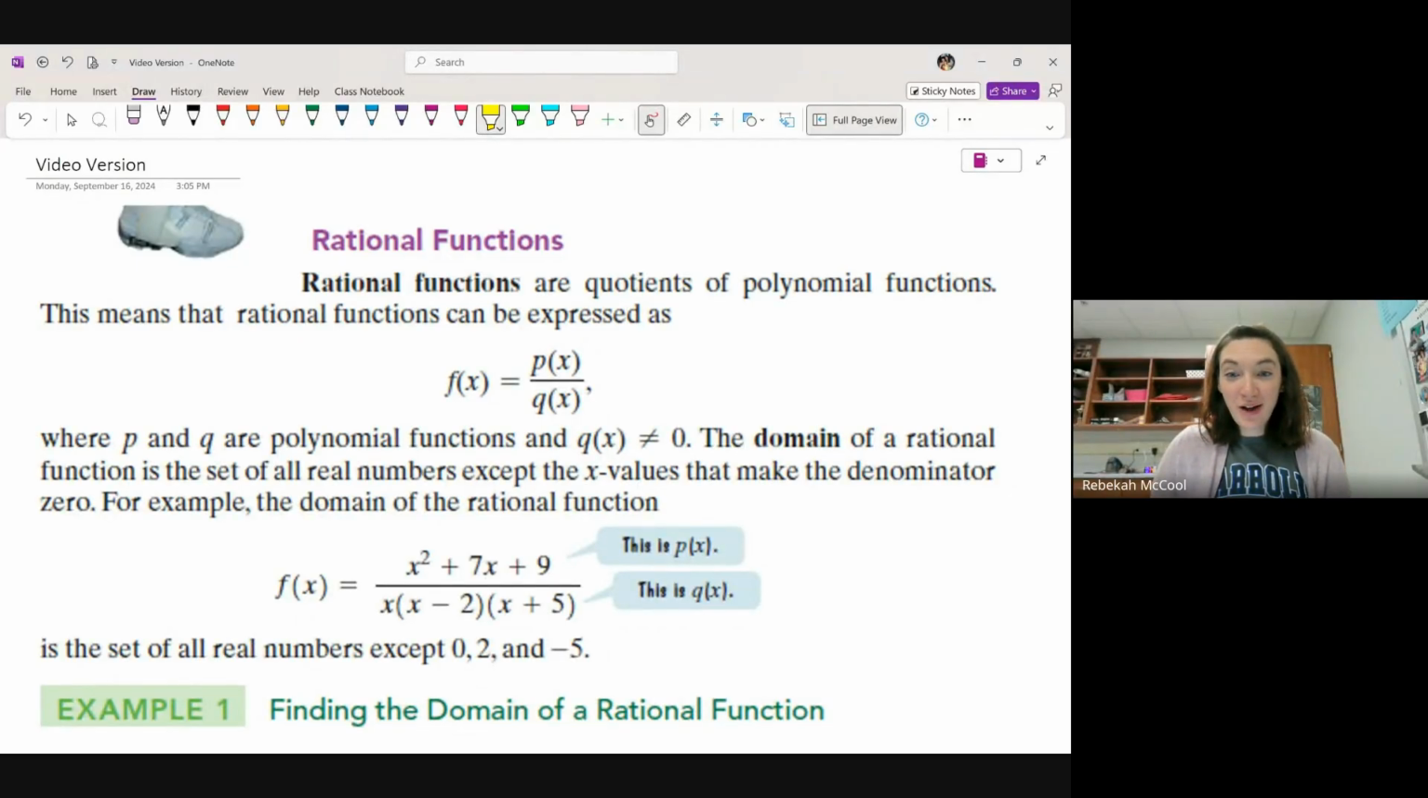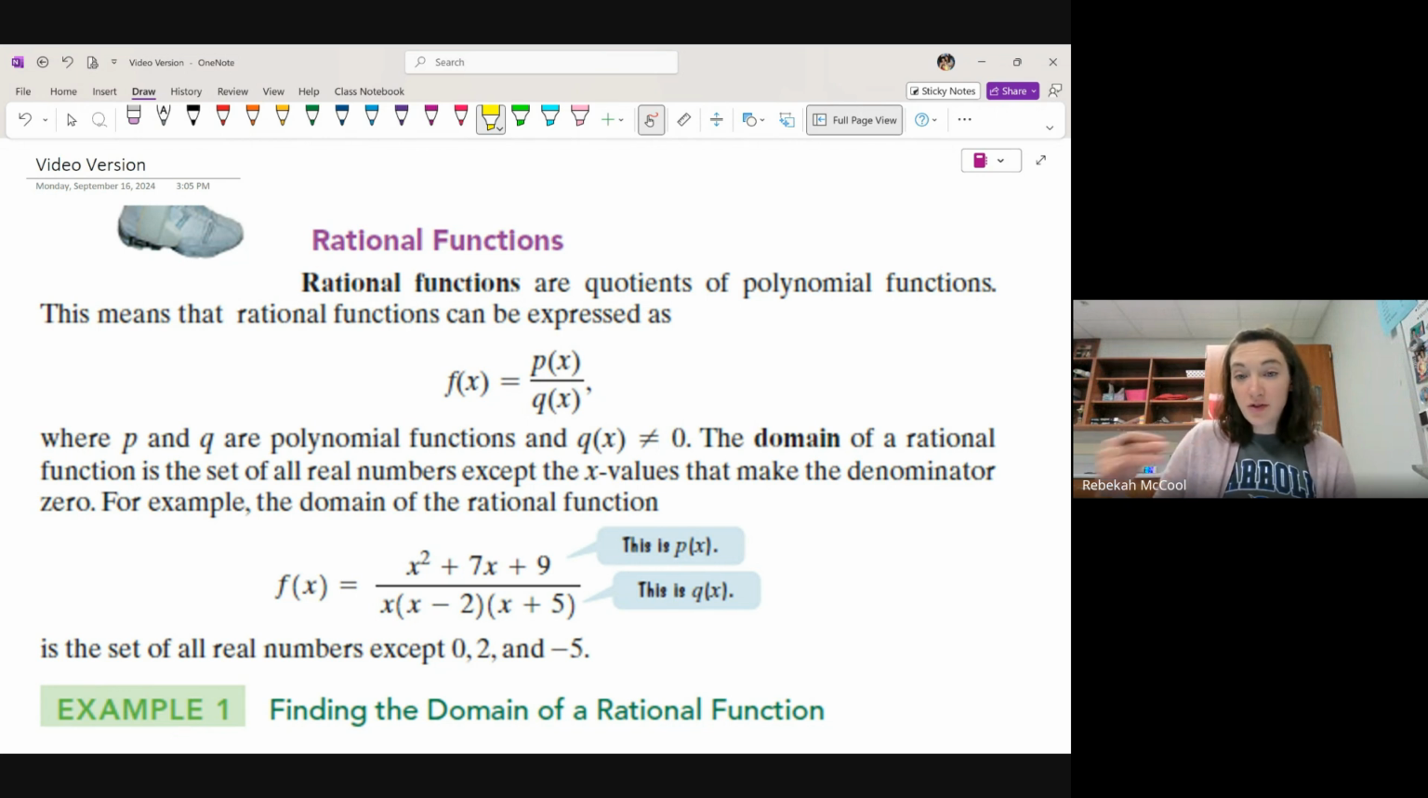In this video, we're looking at rational functions. One of my phrases I like to say is if we take the word rational and we shorten it to ratio, ratio is a fancy way to say fraction. So a rational function is going to be a quotient. It's a fraction of polynomial functions.